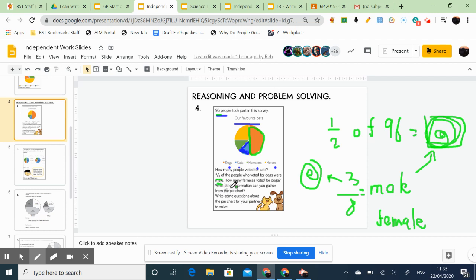And then the next one is what other information can you gather from the pie chart? So that's anything else you can say. So what were the number of hamsters? What was the total number of horses? How many people preferred hamsters over horses? Or I don't know, how many people preferred dogs over hamsters? That's what it's asking, basically anything else. And then it says write some questions about the pie chart. So then you can just write a question or two. Maybe you can use one of the questions that I've given you to help you. Okay, have a go. Hopefully this is useful.